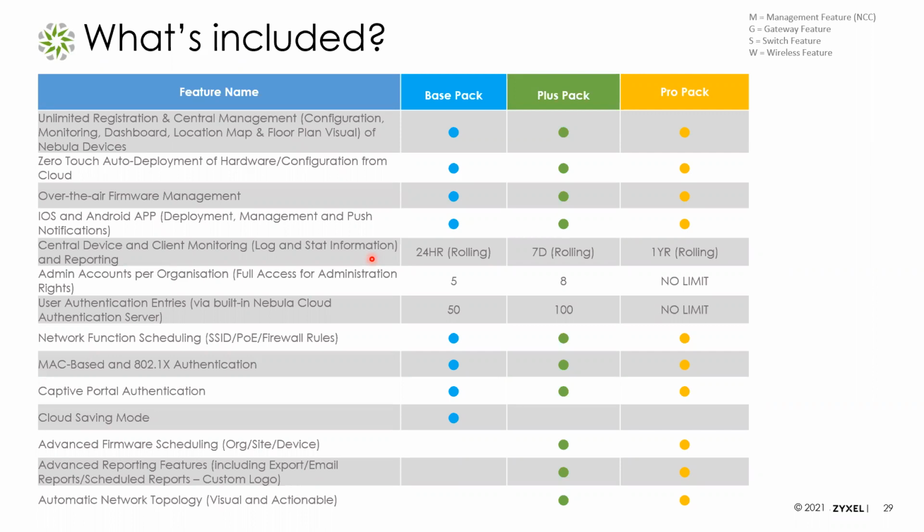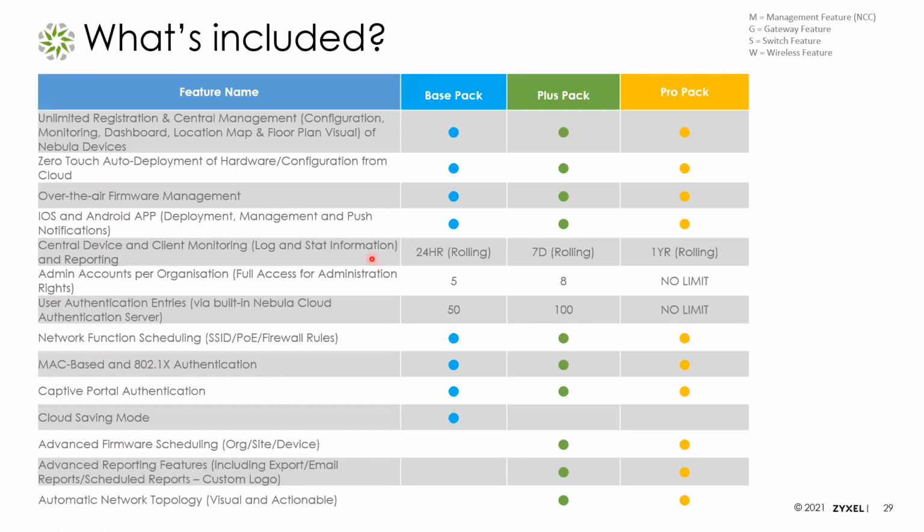We give you the ability to generate automatic email reports with the Plus and Pro Pack. You can set them up to show you what's going on on the wireless network, the wired network, your security gateway. You can have them emailed to your customer, and you can add your own logo onto those reports so you can show them what's going on their network and show that you are managing their network for them. So again, that requires Plus or Pro Pack.